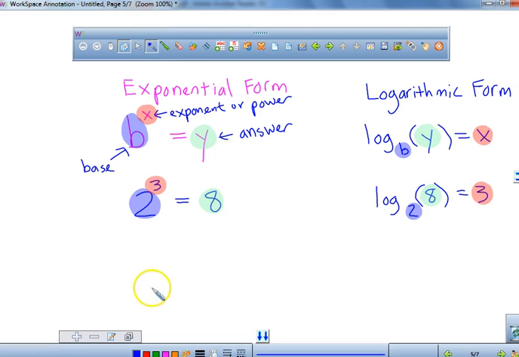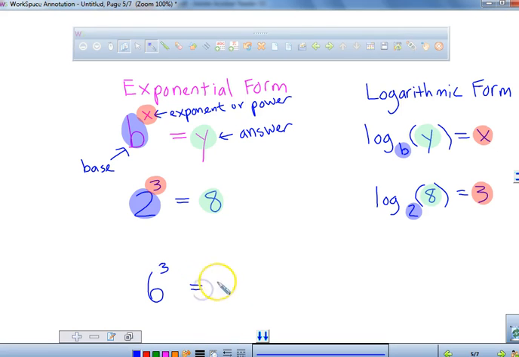Here we go. How about this? How about 6 to the power of 3 equals 216. Anybody want to try to change this to logarithmic form? Go ahead, Tatum. Log. Subscript. Yeah. So there's the base. 6.